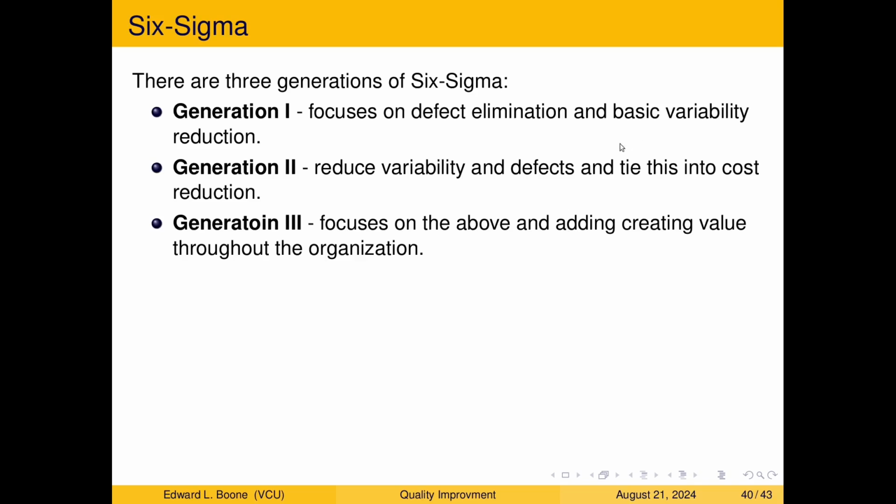Then in generation 2, we're still going to try to reduce the variability and defects, but we're going to try to tie this in a smart way. We're going to try to tie this into cost reduction. So we want to reduce our costs. We need to choose what variables to control and what variabilities cost us money. Some variability might cost us more money than other variability. Some dimensions might really make a difference more than others.